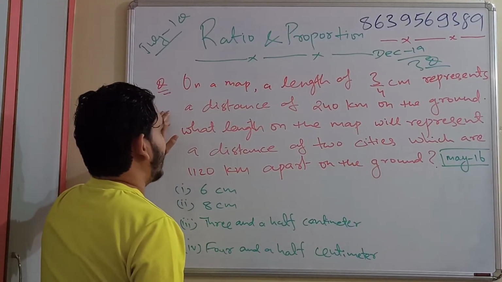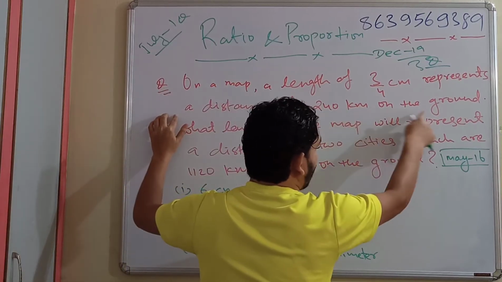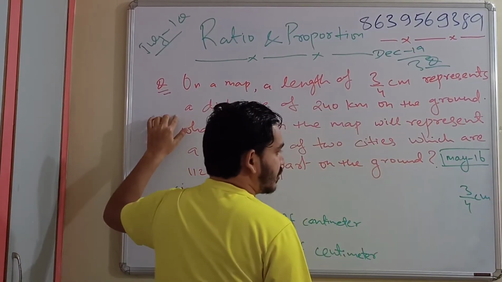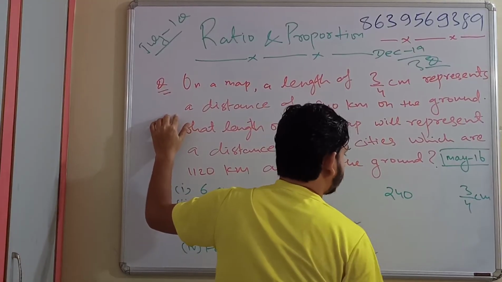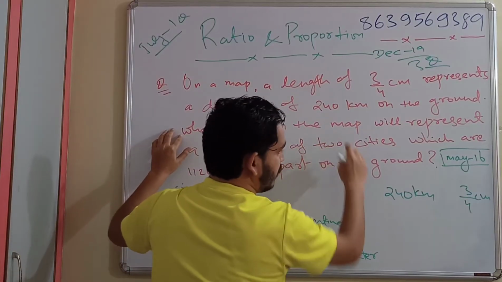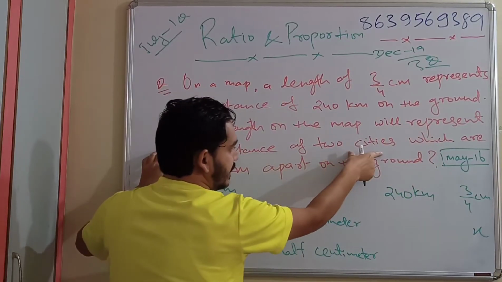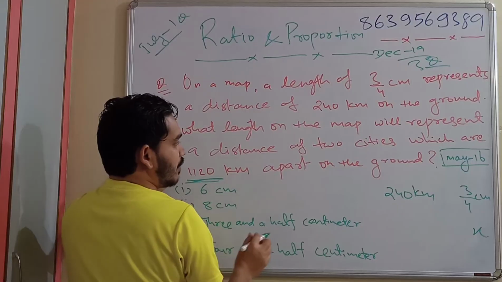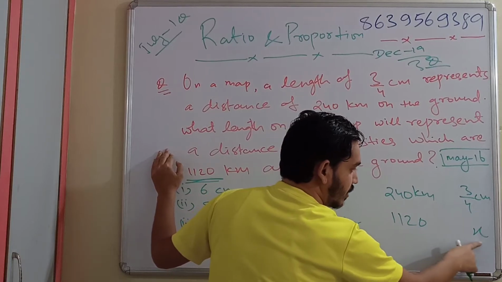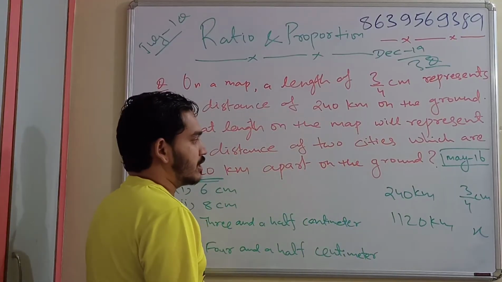On a map, a length of 3 by 4 centimeter represents a distance of 240 kilometer on the ground. Then what length on the map, let's say that length be x, will represent a distance between two cities which are 1120 kilometer apart from each other? So what length will be there on the map when the distance between the cities is these many kilometers? So the concept here is ratio.